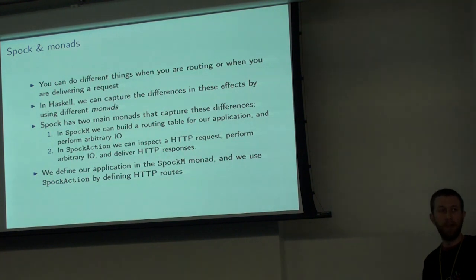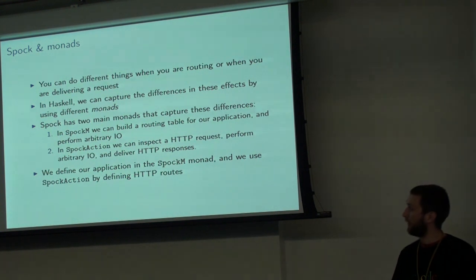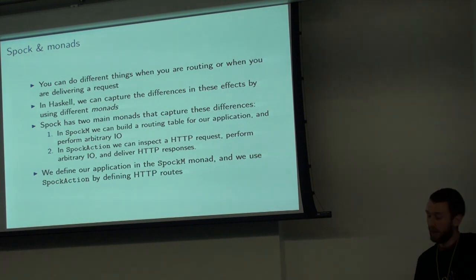And Spock consists of two main parts that you're going to be working with as you work with Spock applications. And these are separated into two different moments. The separation here is because you can conceptually do two different things as you build web applications. The first thing you need to do is to specify the routing and the overall shape of the application. And then the second thing is working in those individual requests and responses, which is captured here by the two different monads. So we have the SpockM monad, which we're going to use to structure the application, and then a SpockAction monad, which is what allows us to work with HTTP requests.